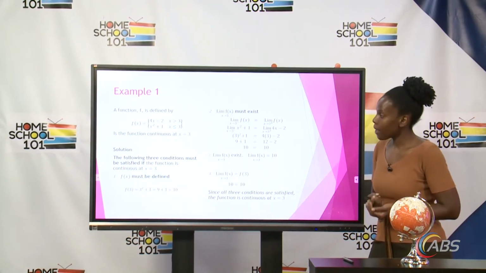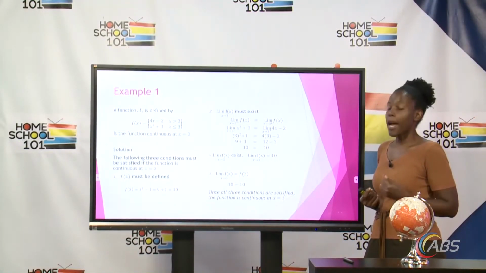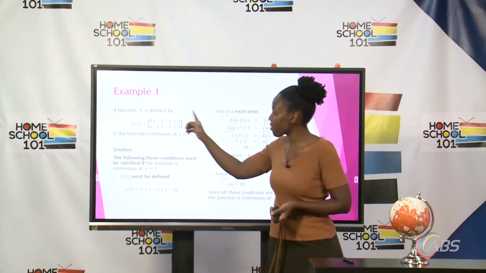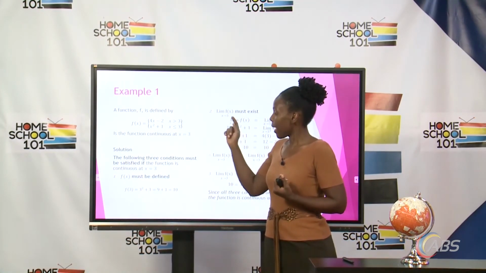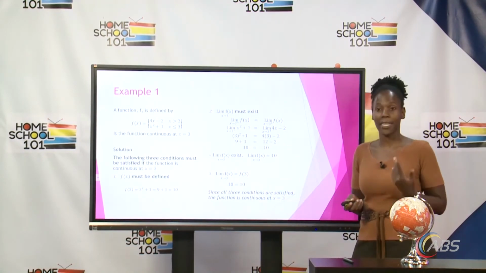So an example, the function f is defined, and we have the function here, f of x is equal to 4x minus 2 for x greater than 3, and x squared plus 1 for x less than or equal to 3. We need to determine if the function is continuous at x is equal to 3. Now again, remember, for the function to be continuous, it must satisfy the following three conditions. It must be defined, and for it to be defined, we must see in the question an expression stating x is equal to 3, and we will substitute the value of x in that function.